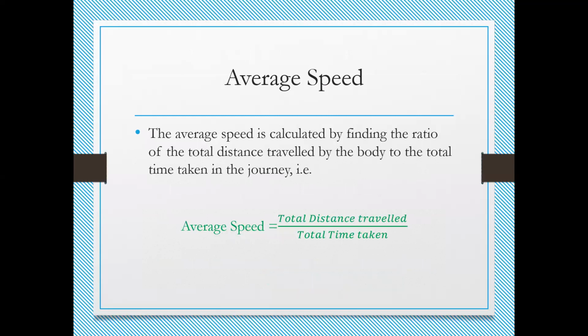What is average speed? The average speed is calculated by finding the ratio of the total distance traveled by the body to the total time taken in the journey. We have already seen that average speed is found in case of a non-uniform motion. So there we have a body which is traveling an equal distance in equal interval of time or equal distance in unequal interval of time. So to calculate average speed, the formula which we apply is total distance traveled upon total time taken. I repeat, average speed is calculated when we have non-uniform kind of motion.